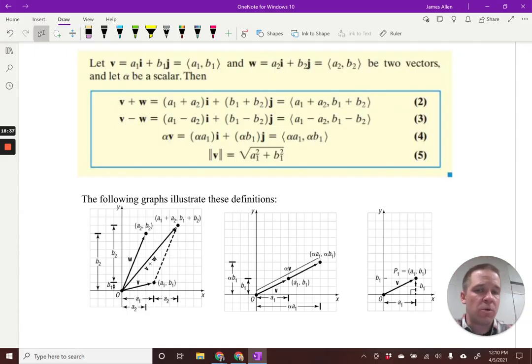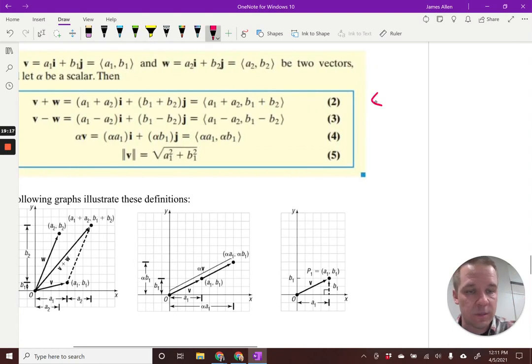All right, so let's let v equal a sub 1 i plus b sub 1 j, or in our component form a sub 1 comma b sub 1, and w will be a sub 2 i plus b sub 2 j, or a sub 2 comma b sub 2. So those are our two vectors, and we're going to have alpha be a scalar. Then these following properties would apply here. So we'd have v plus w. We can just add our a components together and our b components, and we would result in a sub 1 plus a sub 2 comma b sub 1 plus b sub 2. Imagine those as being numbers.